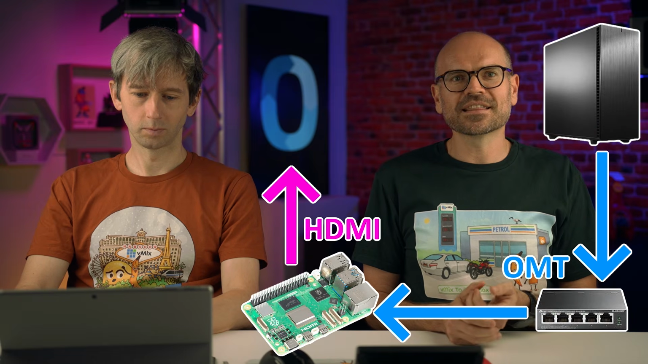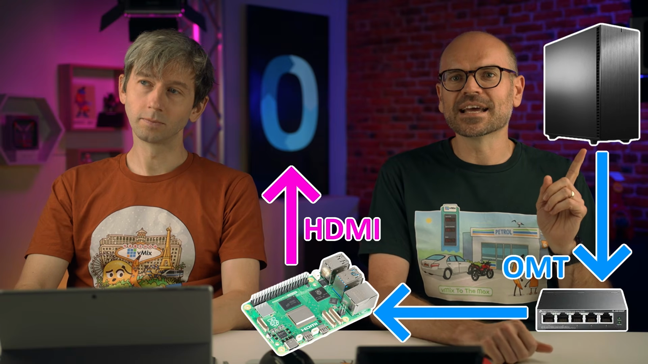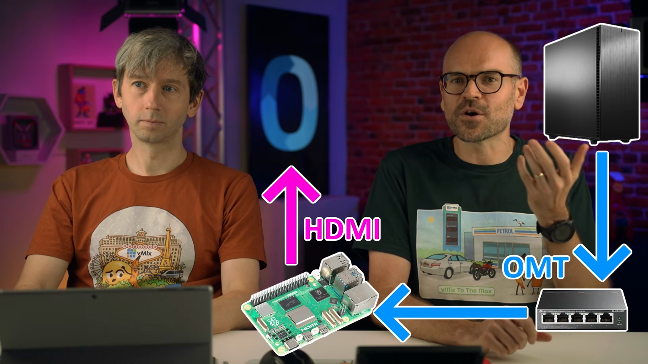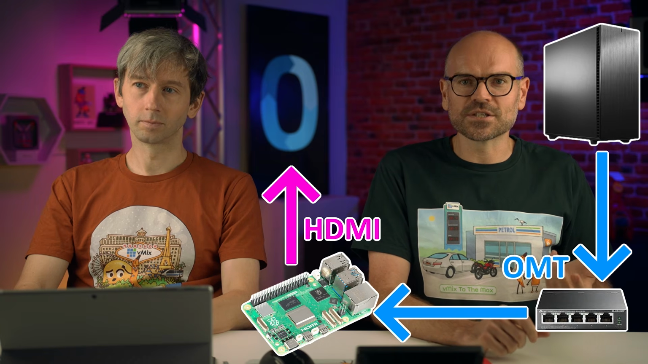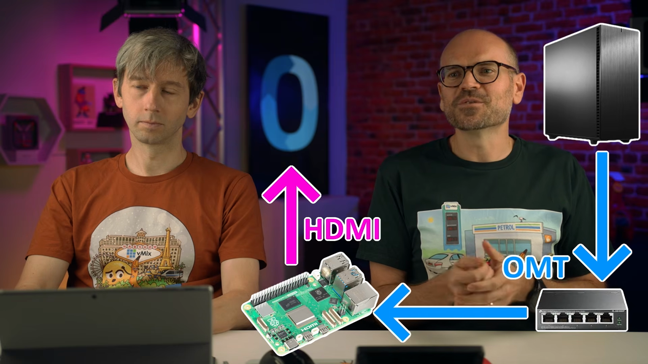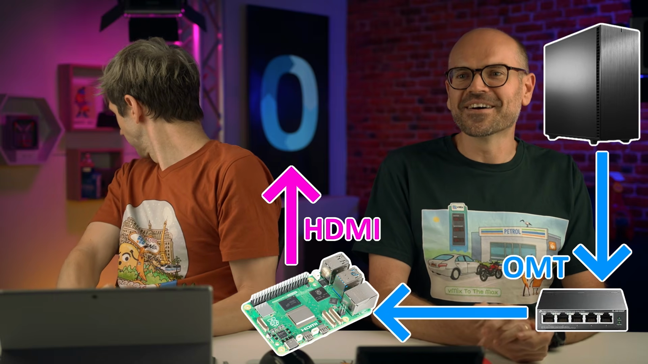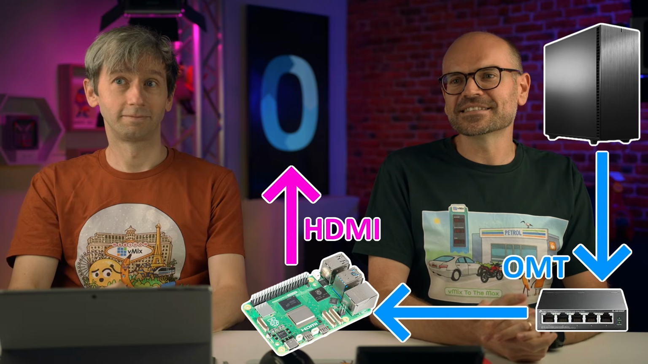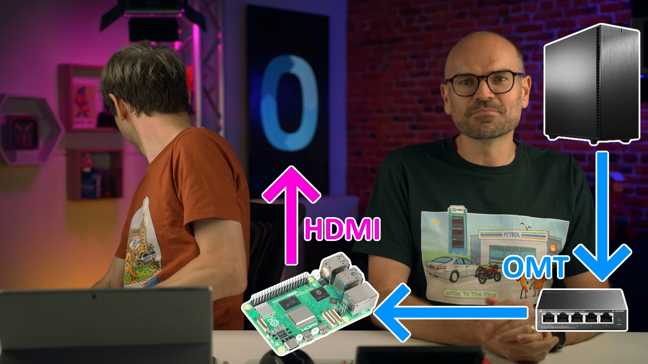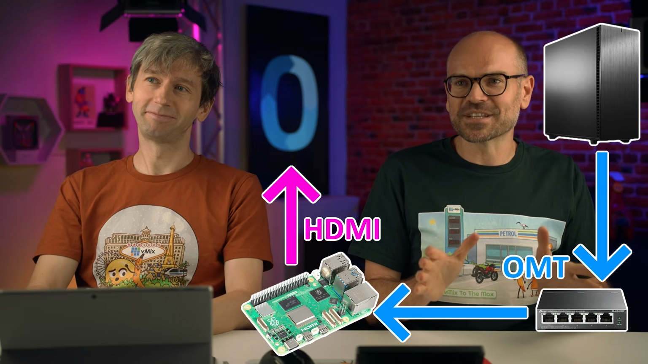We've got in the top corner here, this is our studio PC. We're connected to the network and we're sending OMT out over the network to our switch, part of our network, and that's going to a Raspberry Pi down here, which is literally down on the floor back there on a little box, and then sending it up as HDMI to the screen behind us. So yeah, that is what's actually going on.